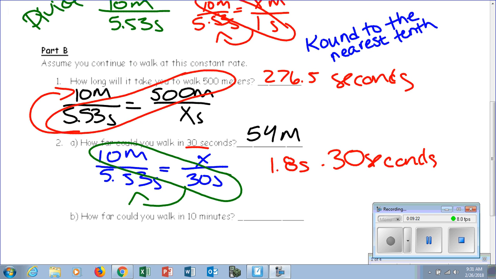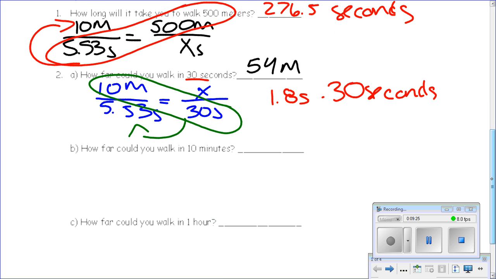No questions? So let's go on to 2B. How far could you walk in 10 minutes? 10 minutes now. Before we were working with seconds, meters per second. Now let's work in minutes. Well, I will tell you that in 10 minutes, it's 600 seconds. Does that help you out? I'll tell you that conversion. Now that we know that 10 minutes is really 600 seconds, we can figure this out, can't we? We can do some converting.